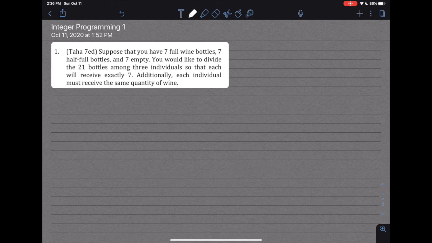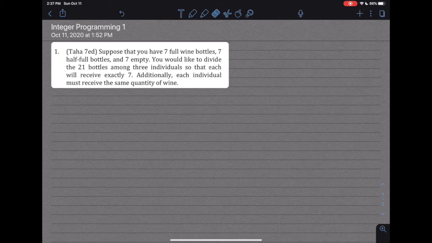So for our first example, suppose that we have 7 full wine bottles, 7 half full bottles, and 7 empty bottles, and we would like to divide the 21 bottles among 3 individuals so that each will receive exactly 7, and additionally, each individual must receive the same quantity of wine.